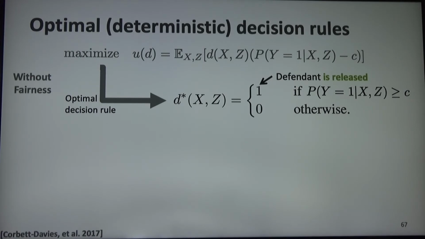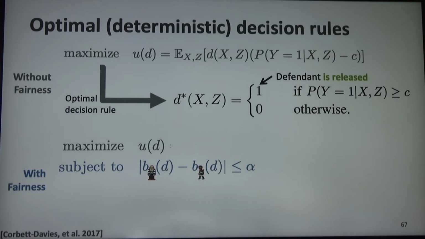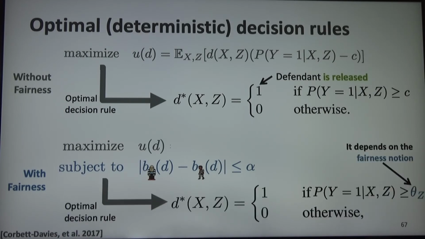Okay? Similarly, if we extend this formulation to maximize our utility subject to some fairness constraints, which in this particular case I have written in terms of benefits, which is the expectation of some functions with respect to z, y, and y hat, we can again rewrite the optimal decision rule as a deterministic decision rule, where we are going to release someone from jail if the probability of reoffending is greater than a threshold that this time is going to depend on their sensitive attribute.